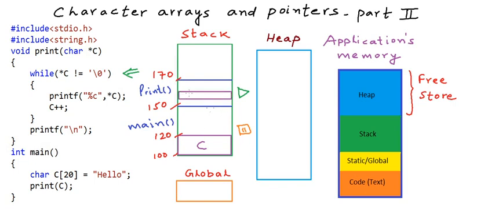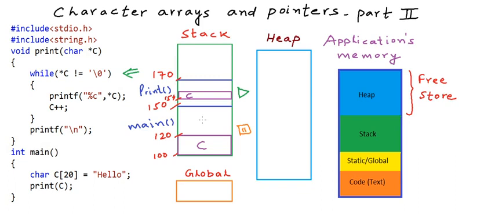Now print will also have a local variable C, but this will be a pointer variable. A pointer variable takes 4 bytes of memory in a typical architecture, so this will be taking 4 bytes. So let's say starting at address 154 in this stack frame, we have 4 bytes for this particular character pointer. So this C in main is actually not the same C in print. The C in main and the C in print are different.